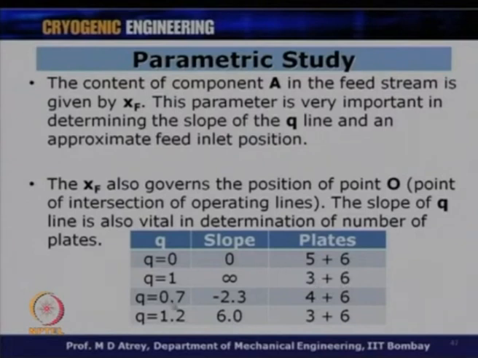And if I take a feed in between, 0.7, slope of minus 2.3, we got the number of plates as 10. With q is equal to 1.2, you got the number of plates as 9. So, it tells you the slope of the q line. So, the value of q and the slope of the q line are very important to determine the number of plates.